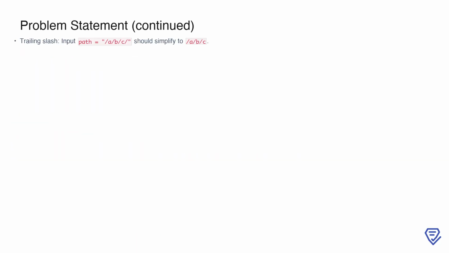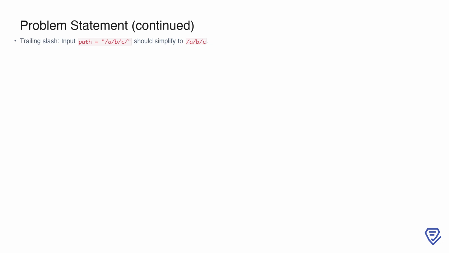Finally, there are some constraints and edge cases to keep in mind. The length of the input path will always be between 1 and 3,000 characters, and it will always start with a leading slash. The path may contain valid characters such as letters, digits, dots, slashes, and underscores.